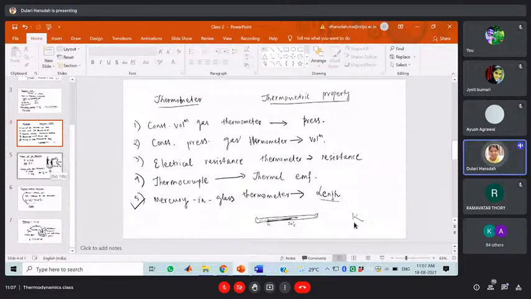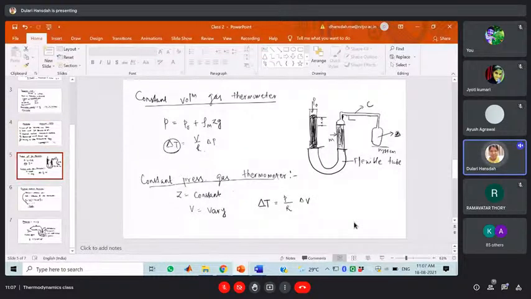Then I will tell you all the instrument details. The Kelvin scale is not based on two reference points. It is related to absolute zero, that is 0 Kelvin. Next one is the constant volume gas thermometer.